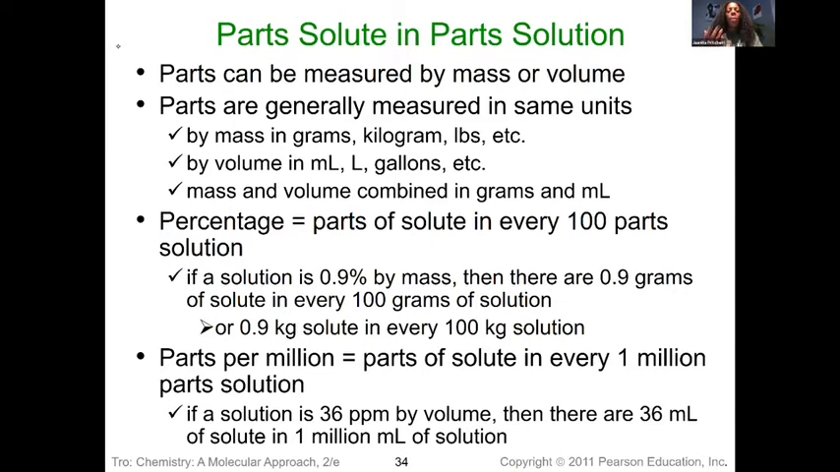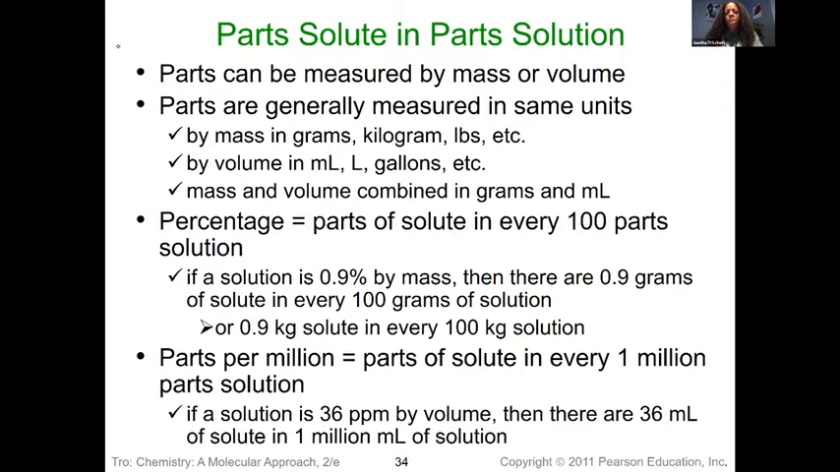The part-to-whole idea is often used for percentages, as we know, where we take the part to whole times 100. But we could also apply this same theory for parts per million calculations, where instead of multiplying by 100, we're multiplying by 1,000,000.